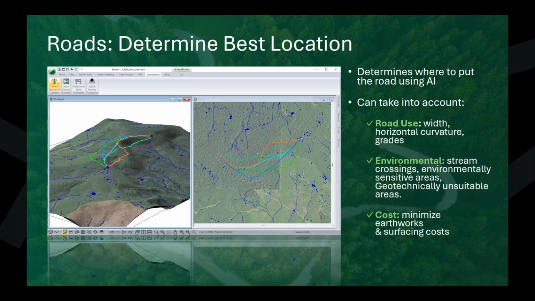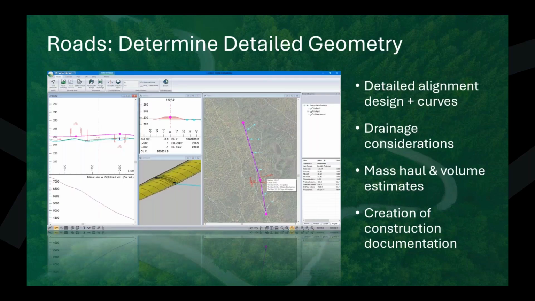So Path Explorer and terrain, from there, head over into location, and here is where we're going to take a look at, now with that road, what does the actual detailed geometry look like? What do the curves look like? What are the drainage considerations? Take a look at our mass haul volume estimates.